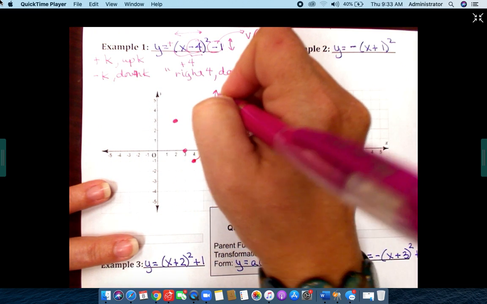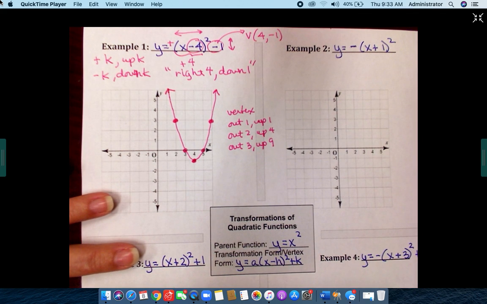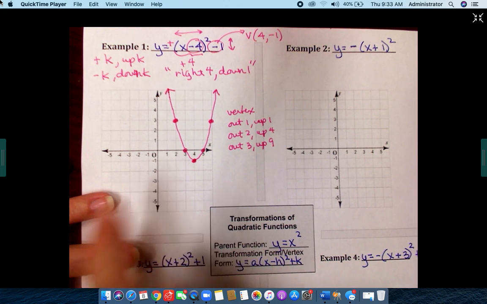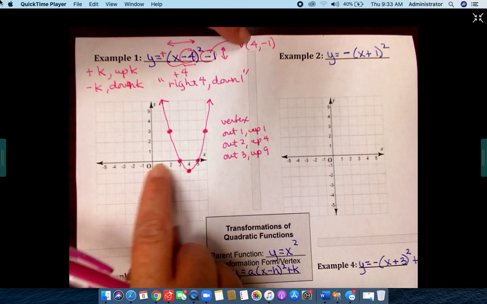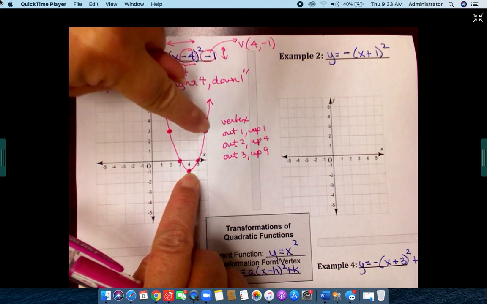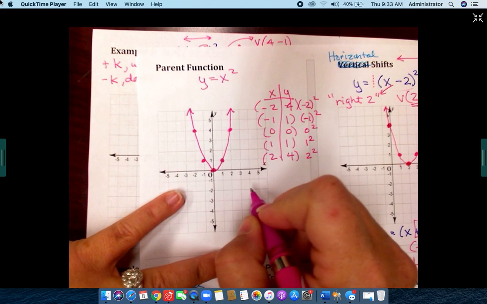And we're just going to connect it and make sure it's long, and we always put arrows to show that it goes up forever in this case. So again, from the origin, my vertex, switch keep, is 4, negative 1. And then I'm going to continue this pattern, which is this same exact pattern here. So actually, I probably should write it here.